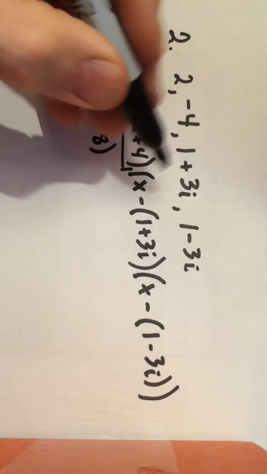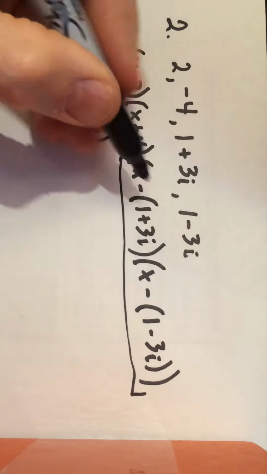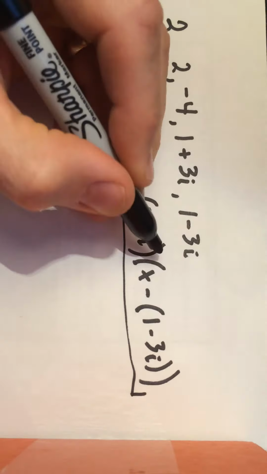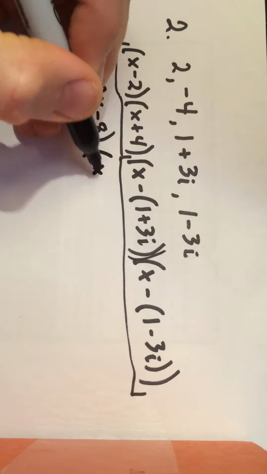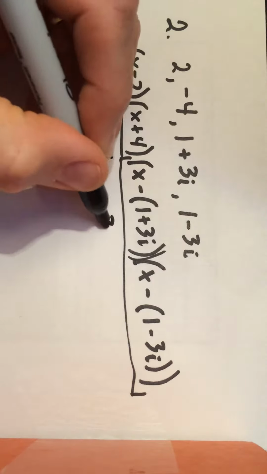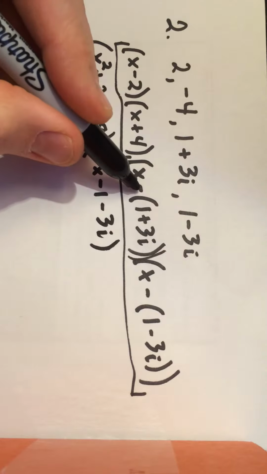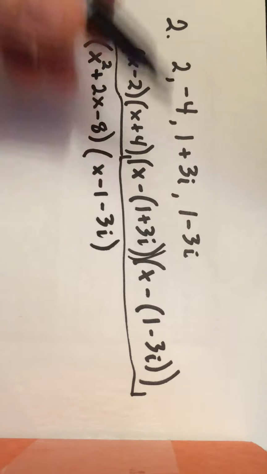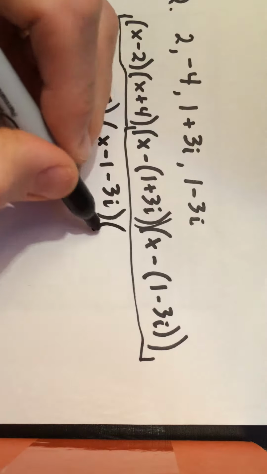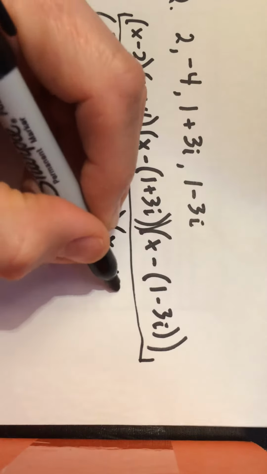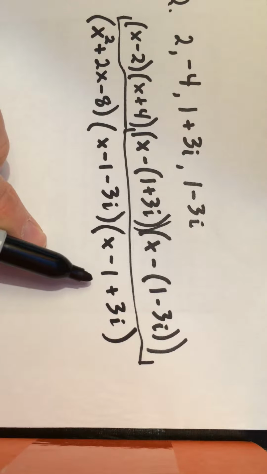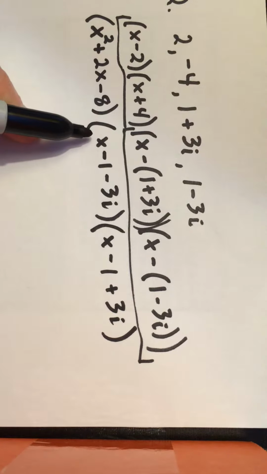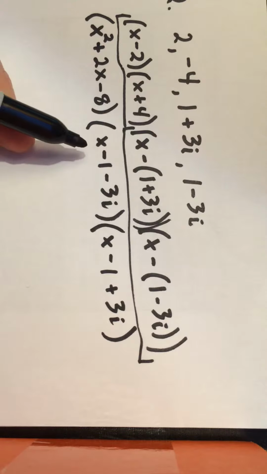And then I have to do the harder job of multiplying these two terms together. So the first thing I'm going to do is get rid of the double parentheses that we have here. So we have x minus 1 minus 3i, because this negative distributes across both terms, and x minus 1 plus 3i. Now that we have those terms, we can do the multiplication. Just multiply every term times every term.